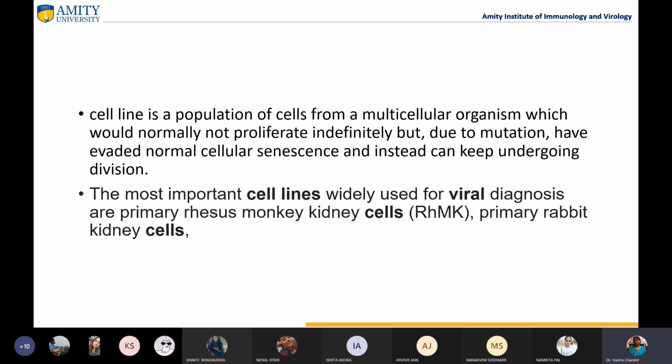So what is a cell line? Basically, a cell line is a population of cells from a multicellular organism which would normally not proliferate indefinitely. Normally it will not grow indefinitely, but certain mutations have been introduced and they have evaded normal cellular senescence. And what happens? They keep on undergoing division. These cells keep on dividing. The most important cell lines widely used for viral diagnosis are primary rhesus monkey kidney cells and primary rabbit kidney cells. These are very commonly used in viral cell culture techniques.